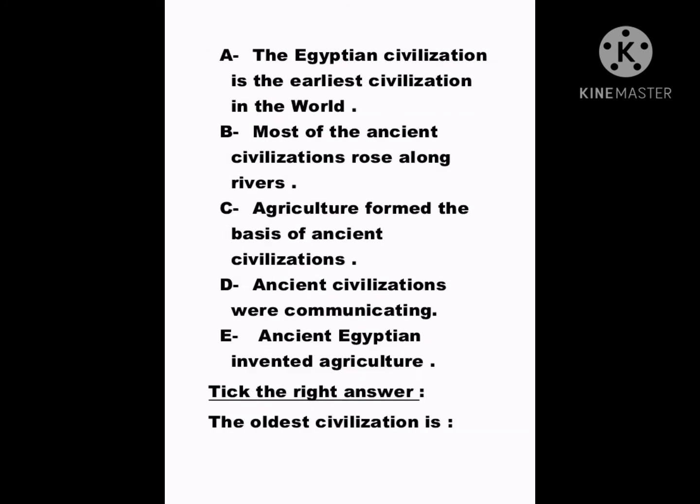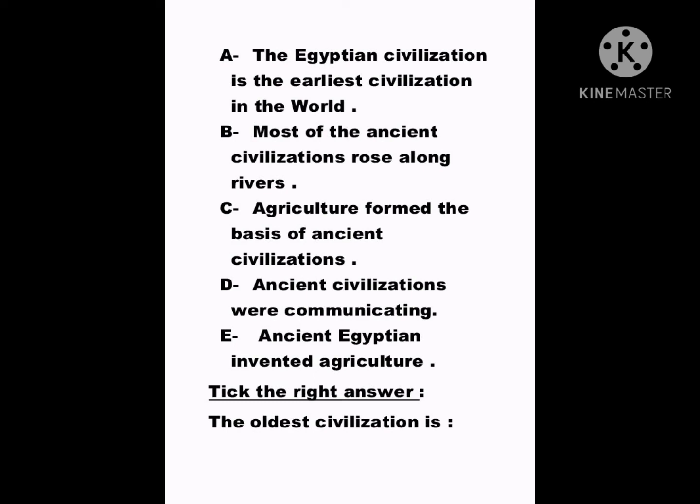A. The Egyptian civilization is the earliest civilization in the world. Is it true or false or not mentioned? Most of the ancient civilizations arose along rivers. Agriculture formed the basis of ancient civilizations. Ancient civilizations were communicating. Ancient Egyptians invented agriculture. The next task: choose the right answer.